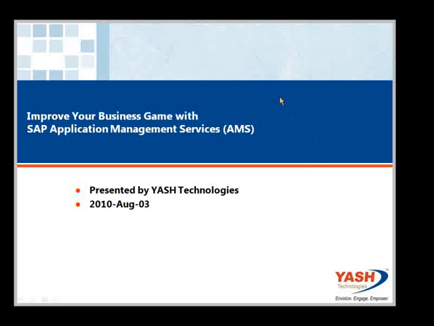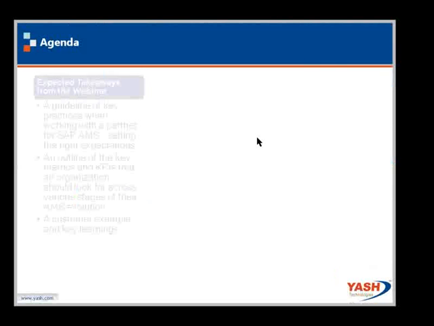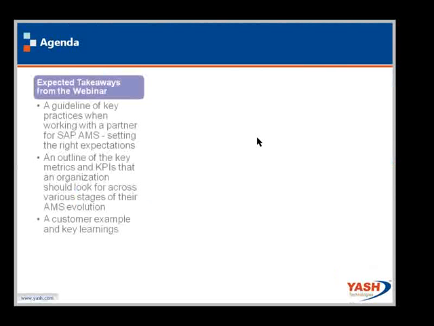The agenda for the meeting today is to look at opportunities for improving the business game with SAP Application Management. This is largely based on our experiences doing this kind of service for a pretty long time, as well as some analyst studies and information that we have pulled in from ASUG, the SUGEN metrics, and other Gartner, Forrester, and other studies that we have also reviewed.